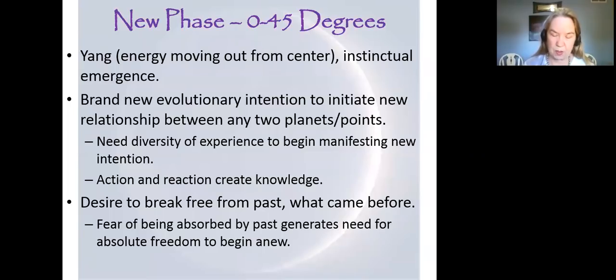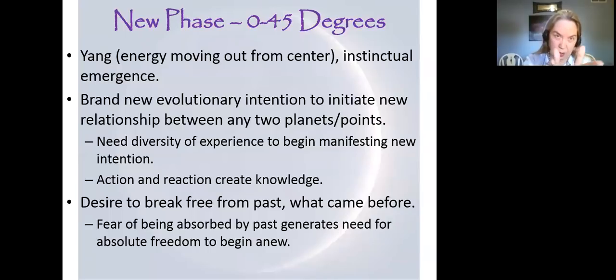And I do have some specific examples with the nodal axis for you as we go through this 360 degree cycle of the phases. But again, what happens from the new conjunction, there just needs to be this intense spontaneity and freedom to go in any random direction. In other words, that yang energy moving out, we have an action, and then there is a reaction. There's not that forethought or foresight when we're in that new phase conjunction aspect.